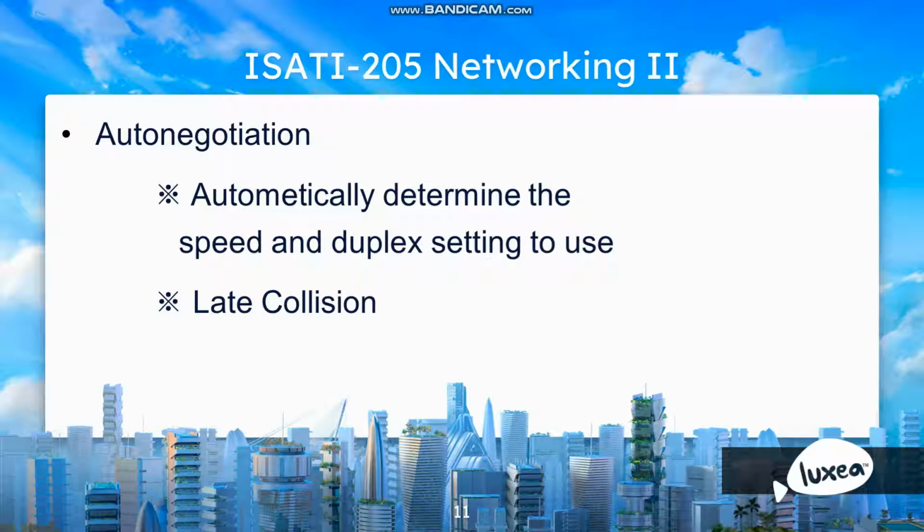Next, auto negotiation. I was having trouble understanding the meaning of auto negotiation, but simply, it is that an interface can run at different speeds and automatically determine the speed and duplex setting to use. Because when speed and duplex mode do not match, we will have a serious problem called late collision. It can cause critical errors and decrease network performance.